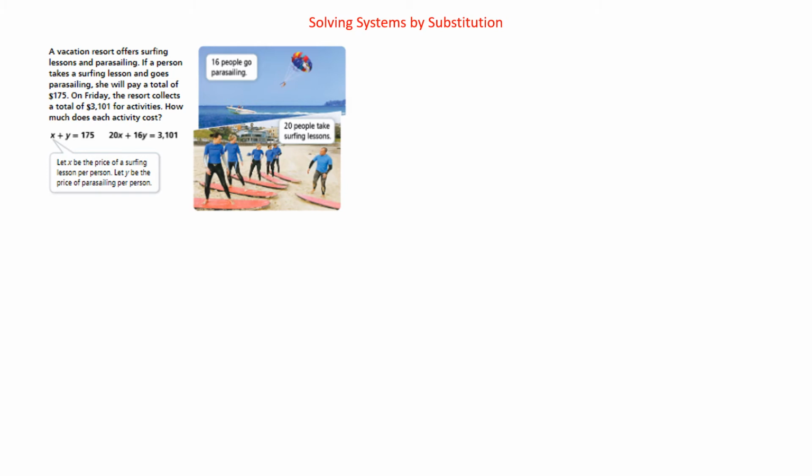So this first one, a person goes surfing and parasailing, it cost her $175. And then from over here, we know that 16 people go parasailing, 20 people go surfing, so 20x plus 16y equals that $3,101 that the resort made that day. So we have set these types of problems up before.